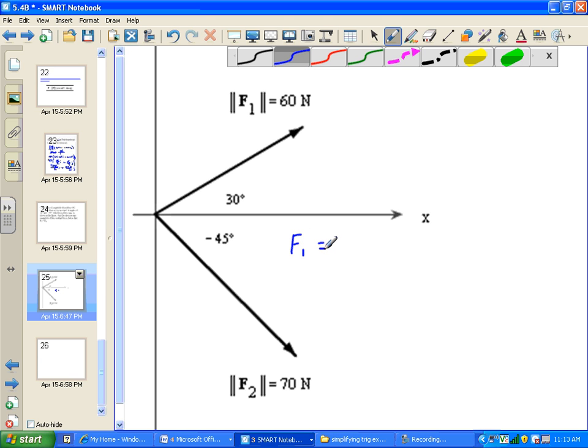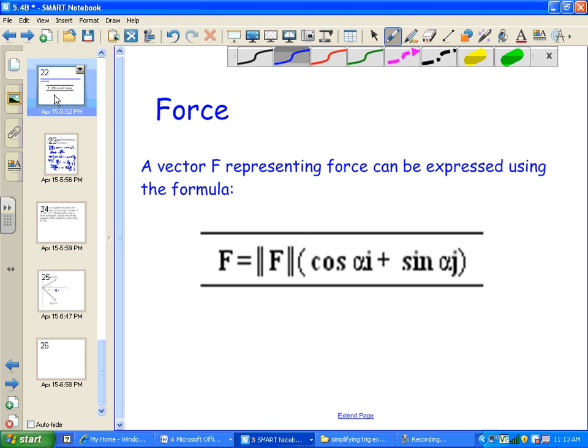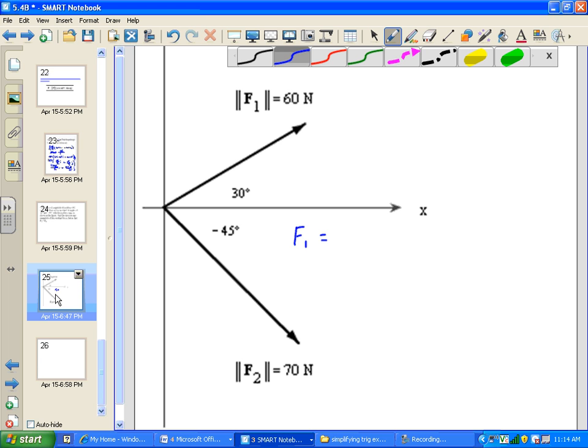All right, equals, go back to that. That's 60. The magnitude of the first force was 60. And then times what? The cosine of alpha i plus the sine of alpha j. So in this case, it would be the cosine of 30 degrees i plus the sine of 30 degrees j.